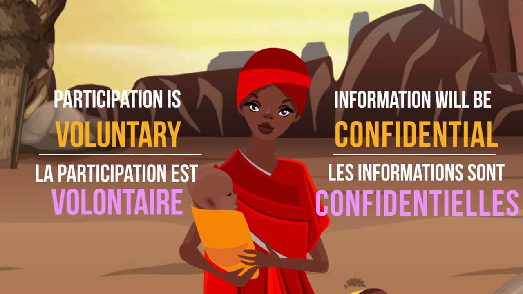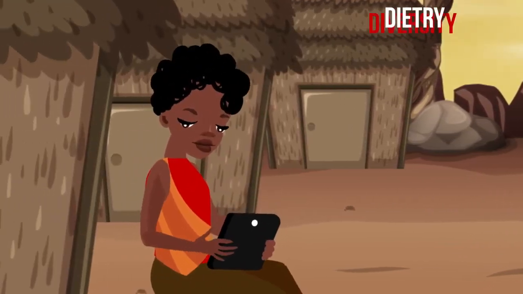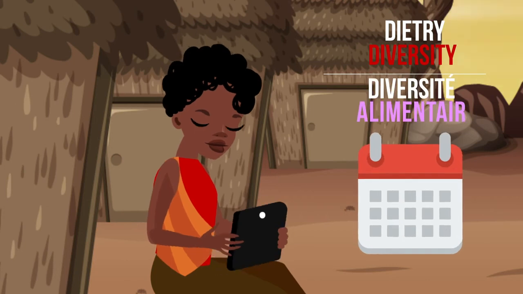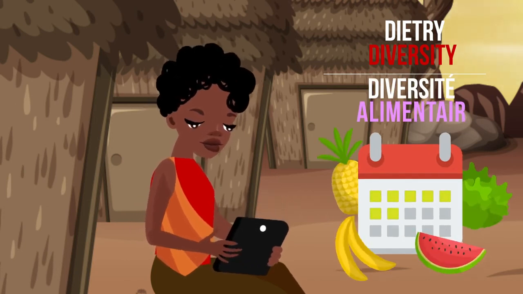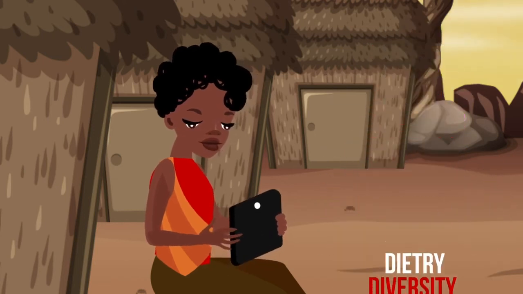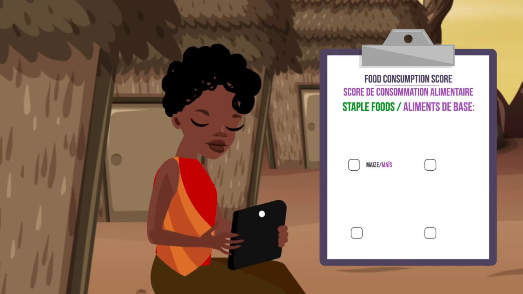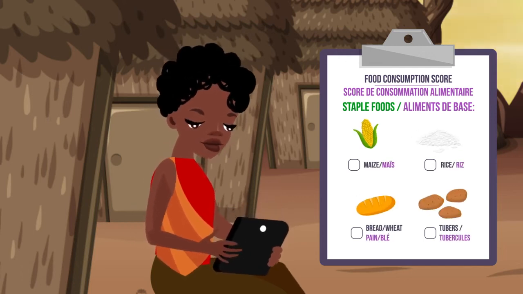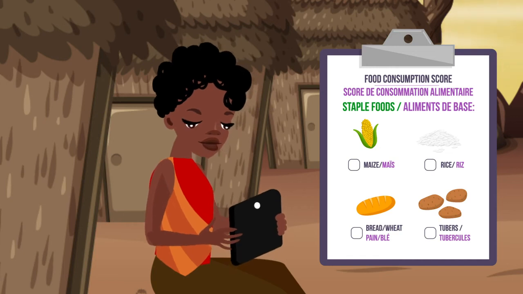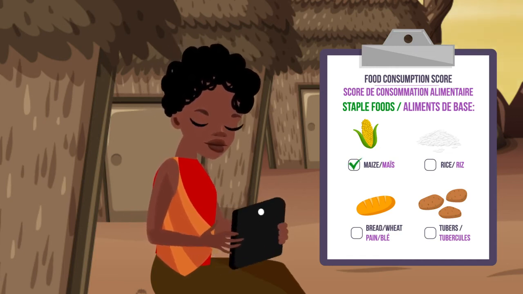The objective is to gain as clear a picture as possible of the dietary diversity within the household based on the foods that have been eaten in the previous 7 days. Ask which foods were consumed in the previous 7 days from this list: staples, maize, rice, bread or wheat, tubers or other. The household should be eating at least one staple food every day as they fill their stomachs.